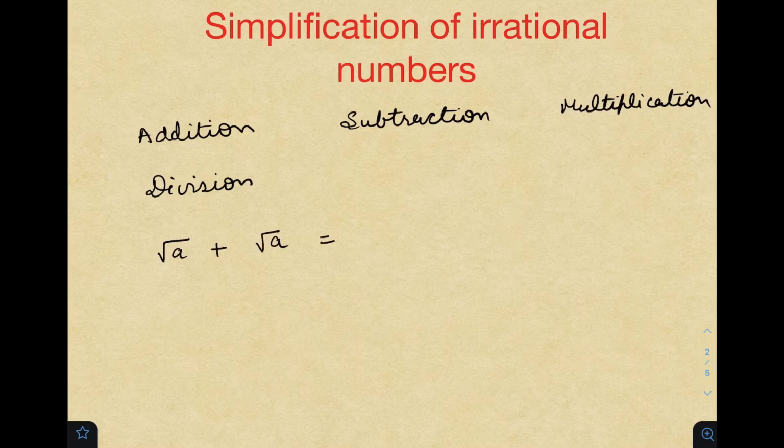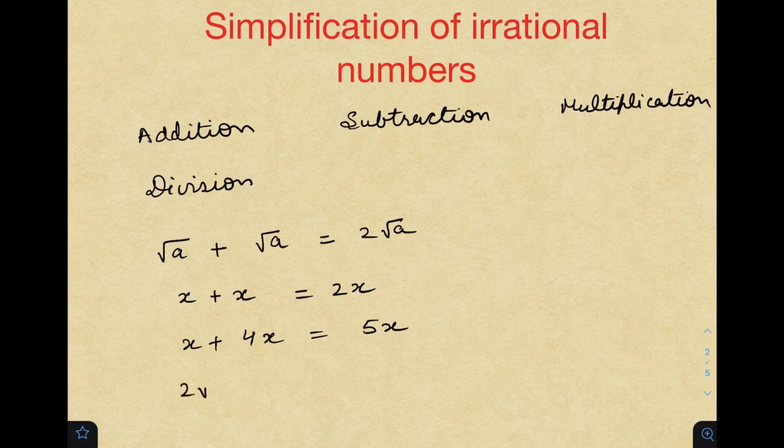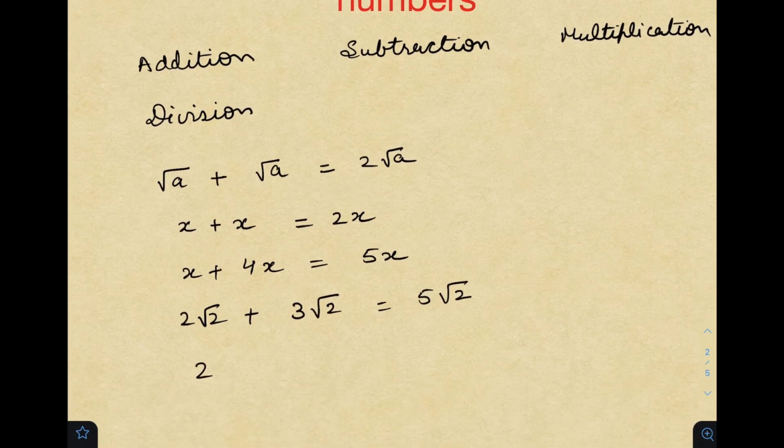Let us think about this situation in terms of algebraic expressions, in terms of variables. If I have to add any two variables, x and x, the sum is 2x because I am adding the coefficients. Same way, the sum of root a and root a gives me 2 root a. In addition of x with 4x, the sum is 5x. Same way, if I have to add 2 root 2 with 3 root 2, the sum will be 5 root 2. I am adding the coefficients of root 2.